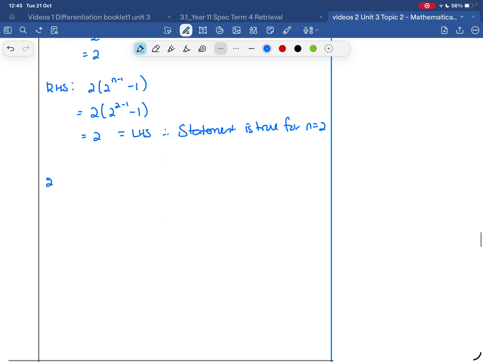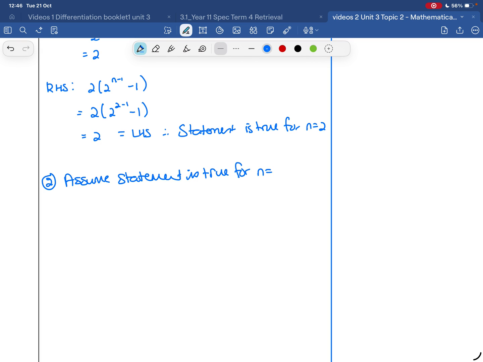My next step says I need to assume that it will be true for n equals k. So assume the statement is true for n equals k. So in other words, what I'm saying is that the sum from i equals 2 to k, now instead of n, of 2^(i-1) is 2 times (2^(k-1) - 1).